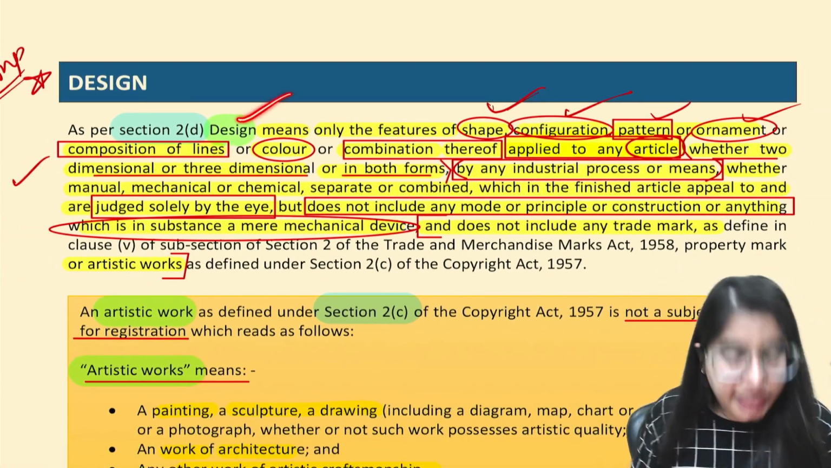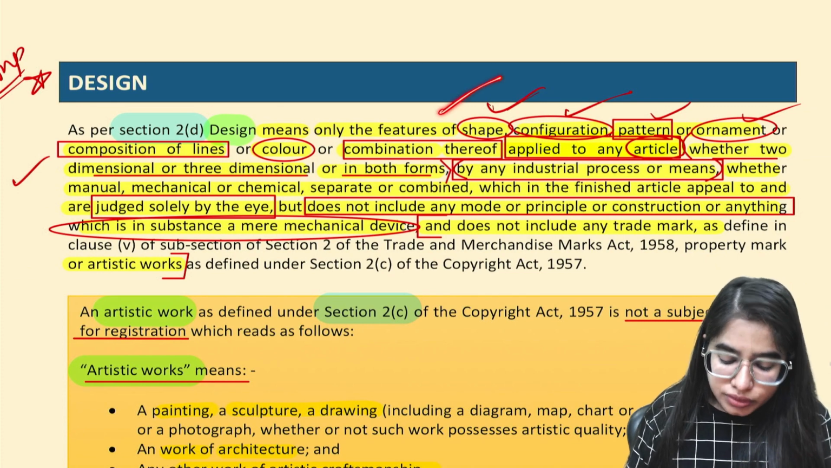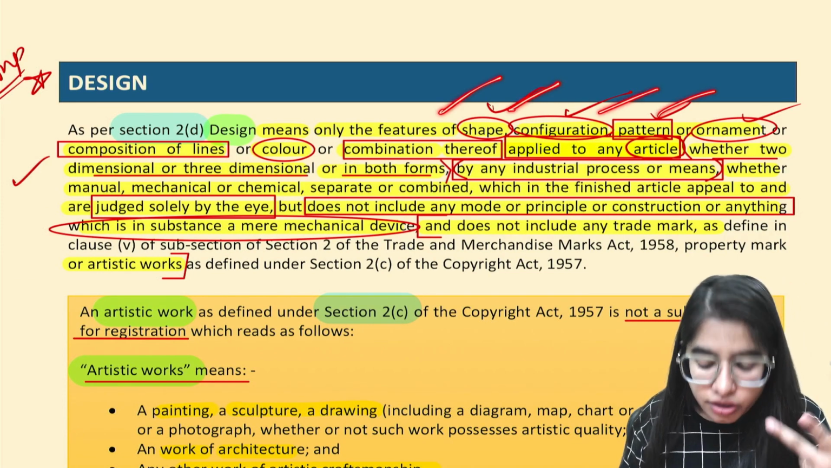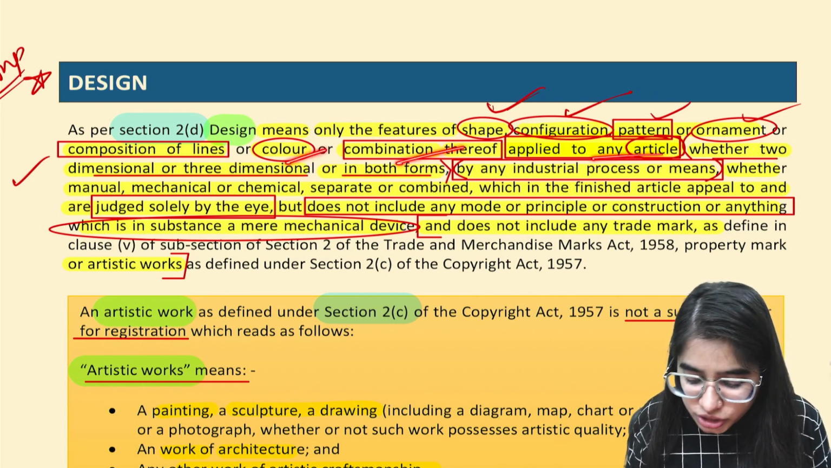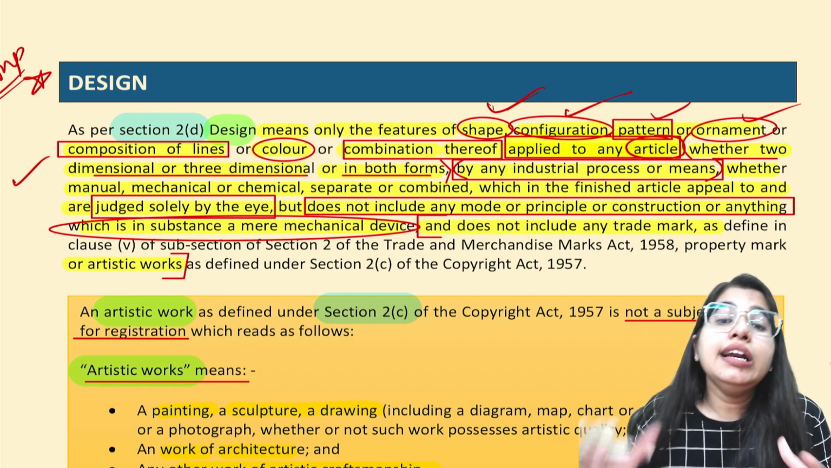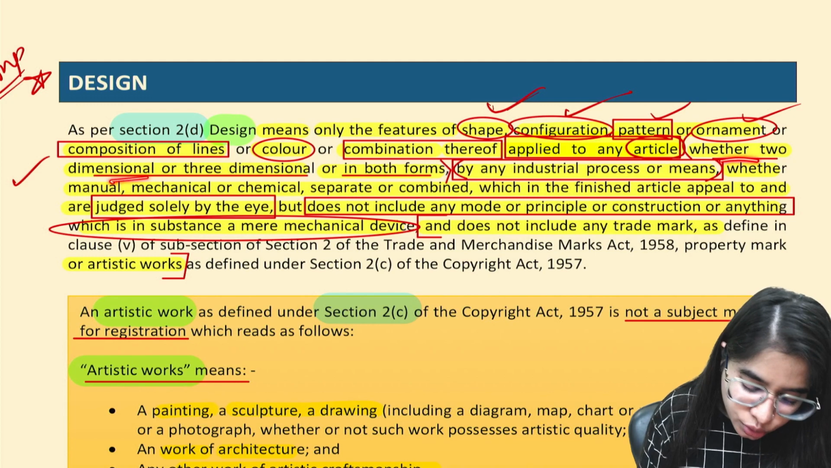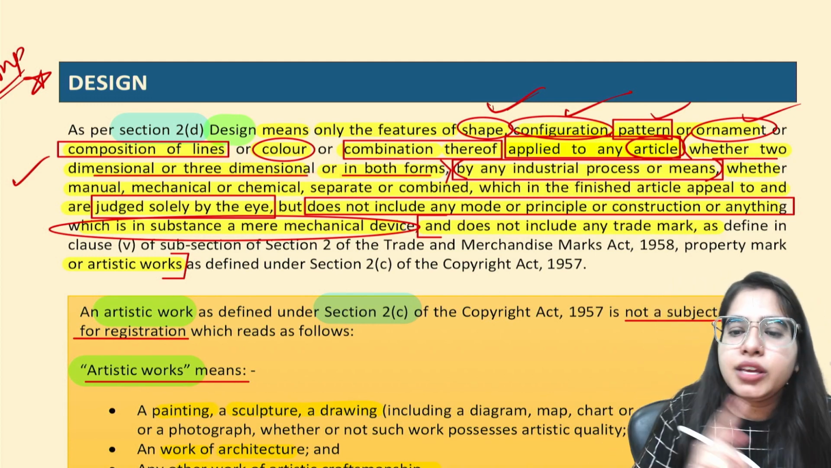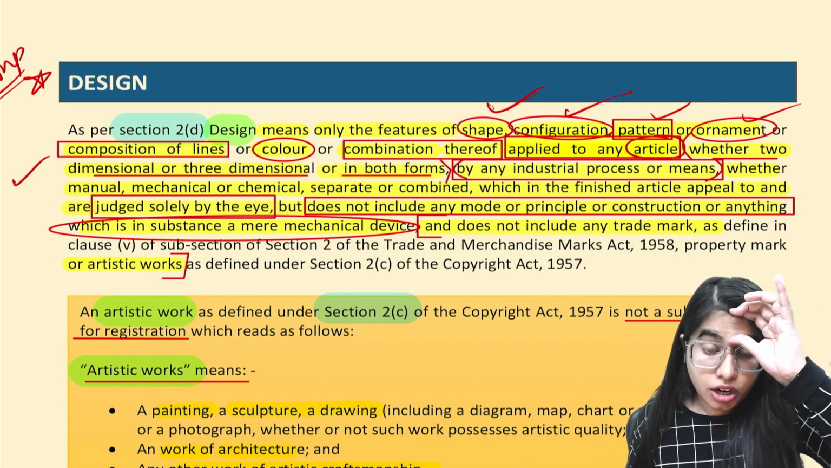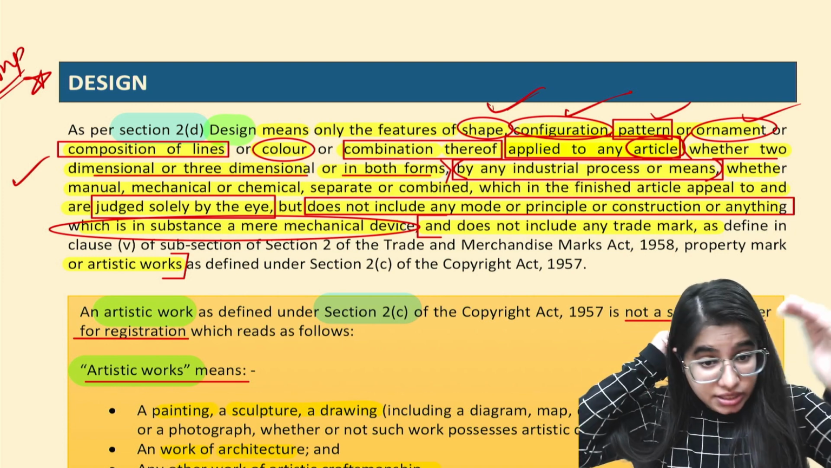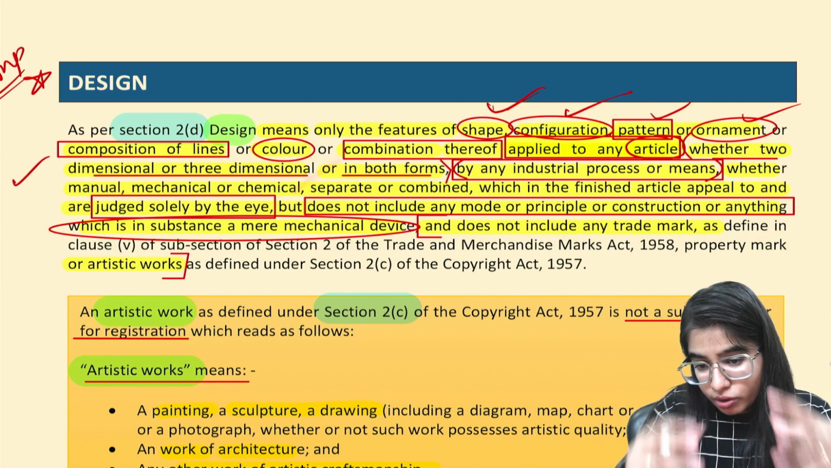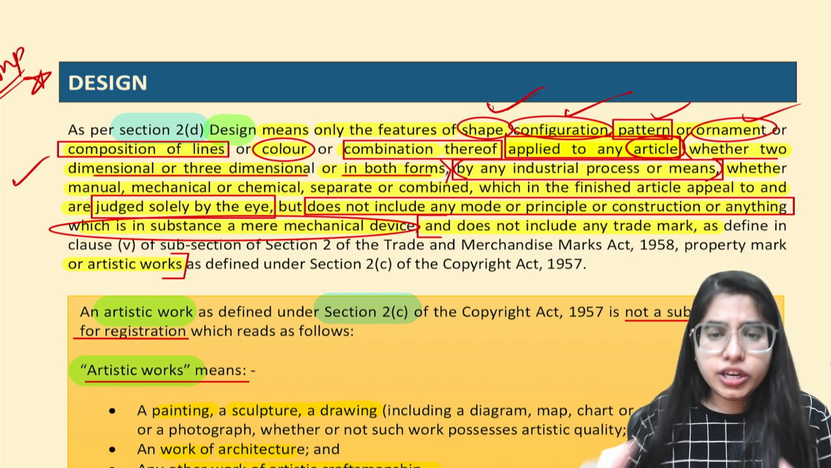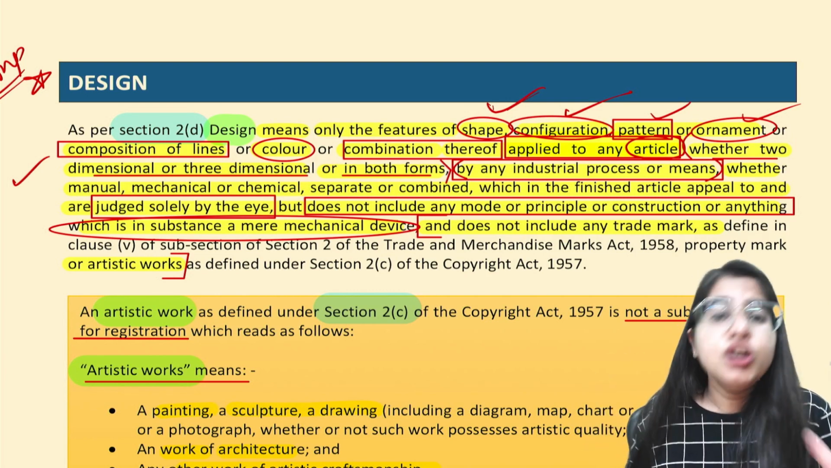What is design? Design only means the features of shape, configuration, pattern, ornament, composition of lines, color or combination applied to a particular article, whether 2D or 3D. Now it can be either two-dimensional or three-dimensional. Two-dimensional means you are simply making that design on a piece of paper. Three-dimensional means you actually made that product. Three-dimensional is mostly related to the shape of the goods.